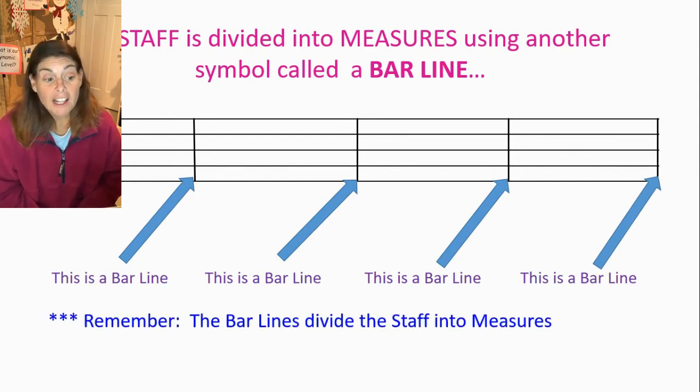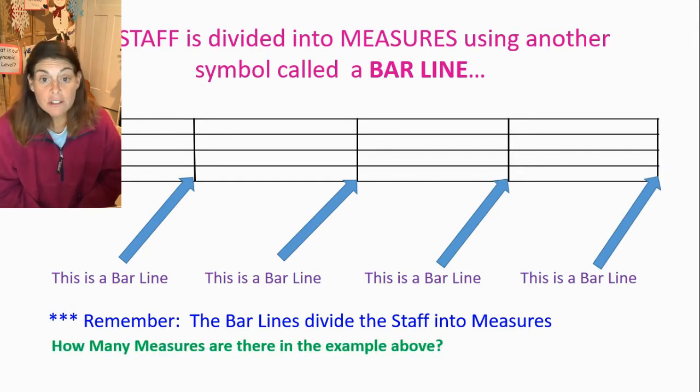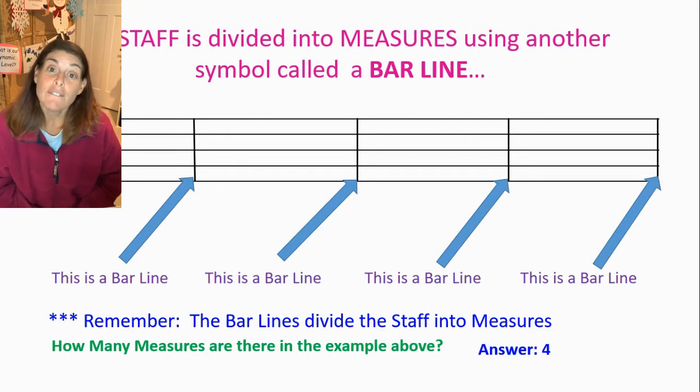Remember, the bar lines divide the staff into measures. How many measures are there in the example above? Answer: 4. Whoop, whoop.